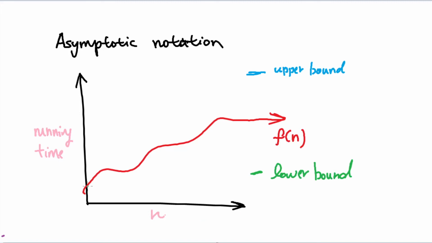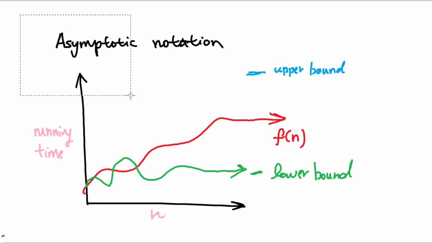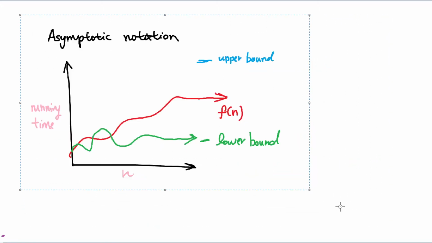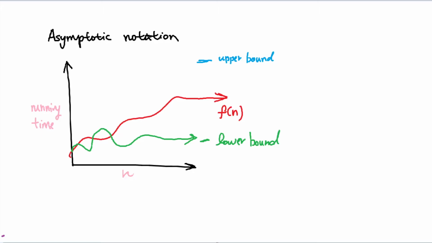So maybe at the beginning, your lower bound could actually be a little bit higher than f of n, right? Right here, it can be higher than f of n, but in the long run, your lower bound will just end up being lower than f of n. And so, on that note, let me shrink this illustration that we have here. On that note, we can begin considering types of notation.